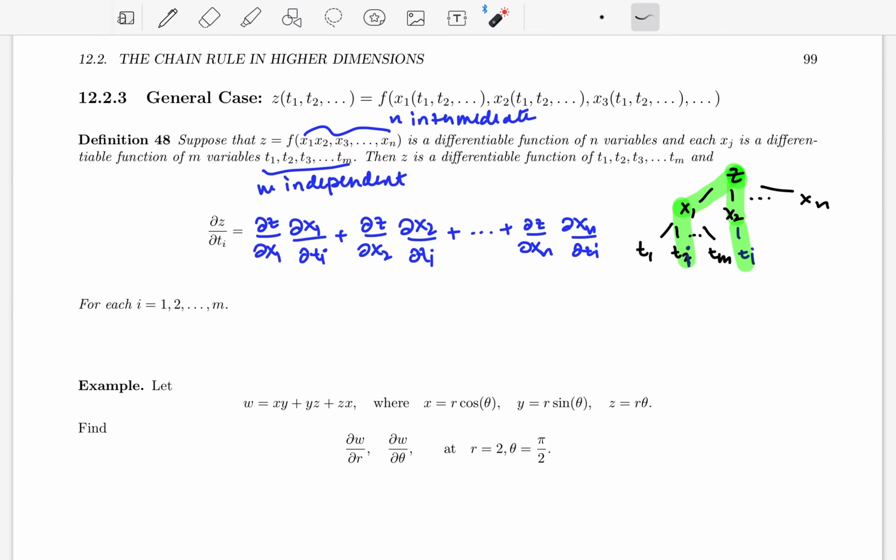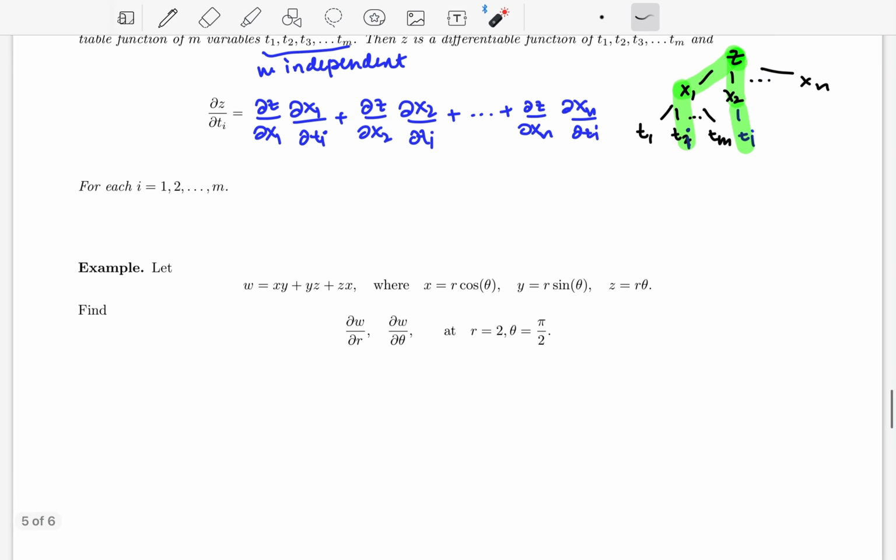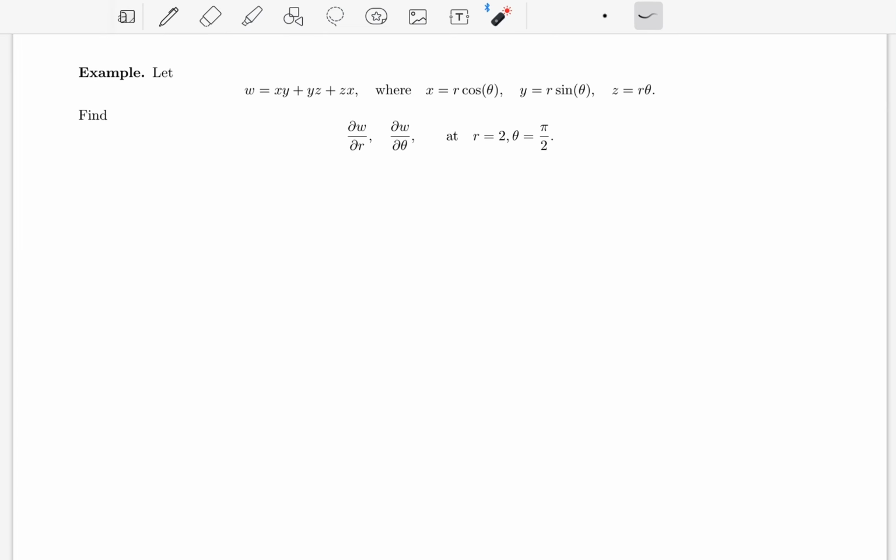Okay, so let's do an example. Here we want to find dw/dr and dw/dθ evaluated at r equals 2, θ equals π/2, where w is equal to xy plus yz plus zx, and x is equal to r cosine θ, y is equal to r sine θ, and z is equal to rθ.